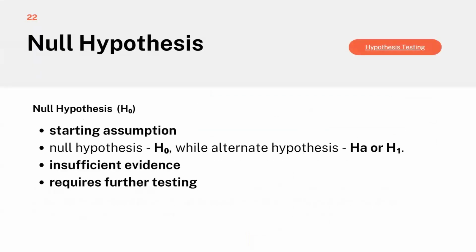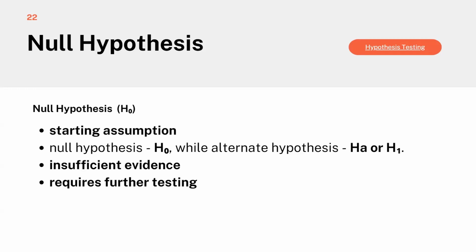So let's say understanding the null hypothesis. We can say that the null hypothesis is the starting assumption of the hypothesis test. The null hypothesis suggests that there is no effect or no relationship between the variables being studied. The null hypothesis is denoted as H naught, while the alternative hypothesis is denoted as HA or H1. If there is insufficient evidence to support the null hypothesis, it may be rejected.